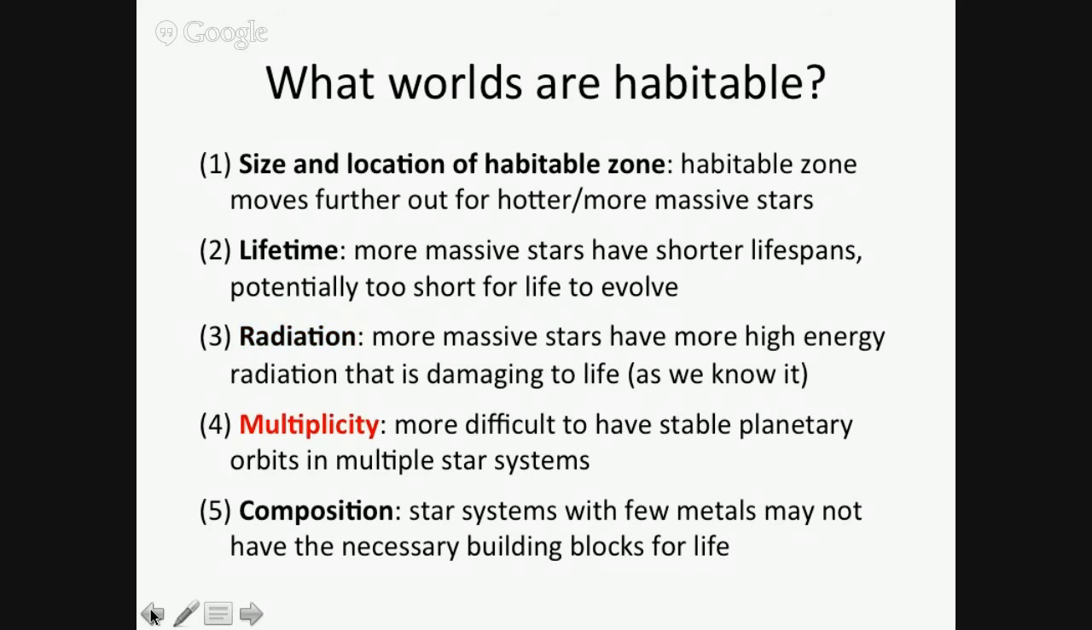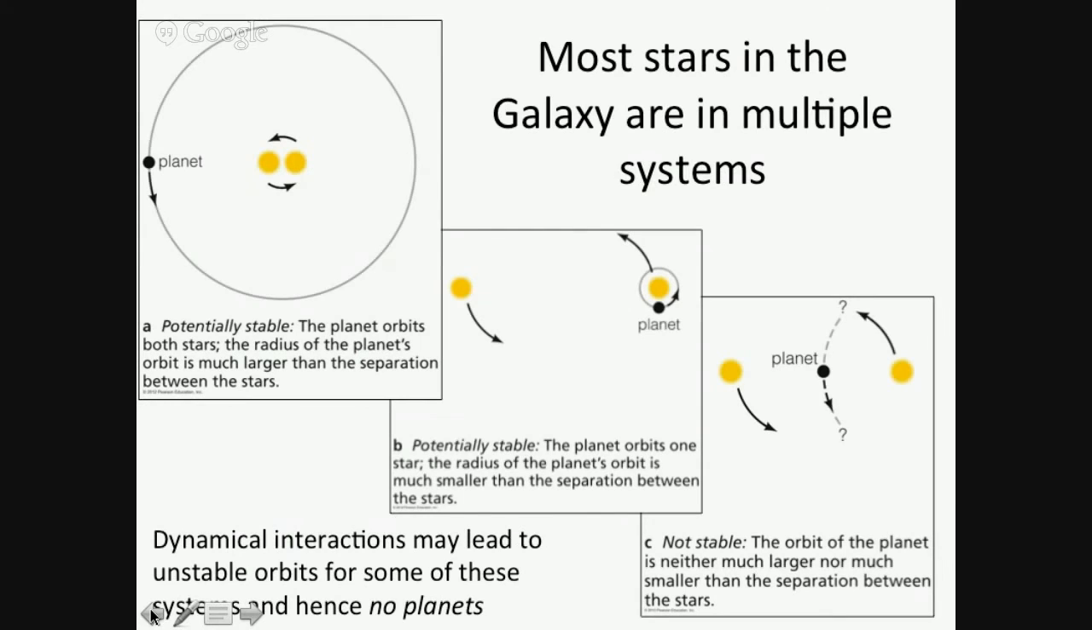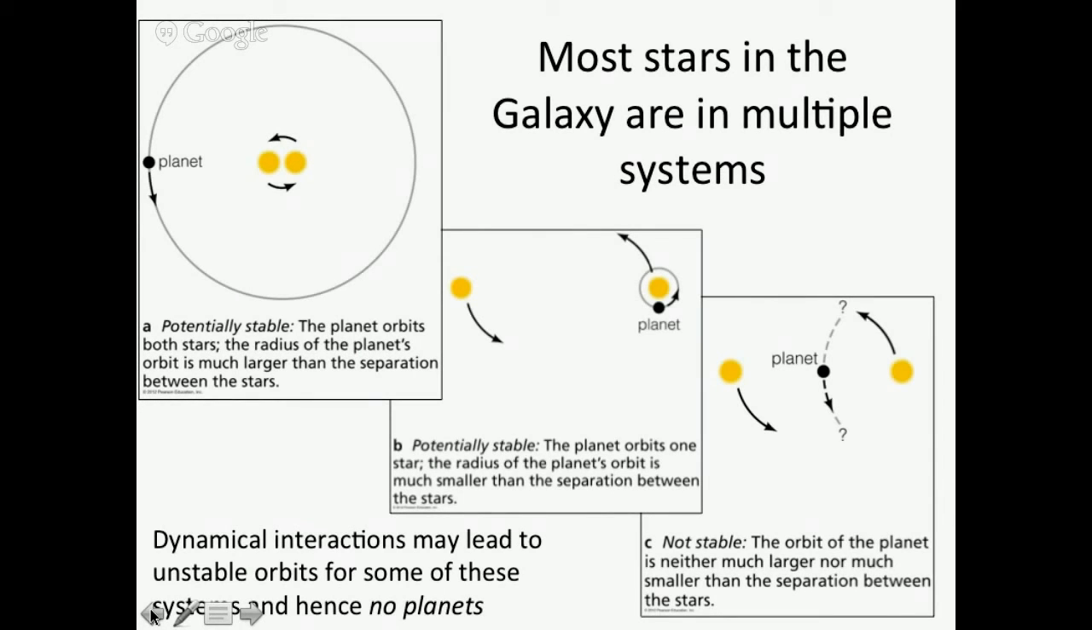Stars are also found in multiples, and it's often difficult to have stable planetary systems when you have multiple stars. We have seen examples, again, very recently, of planets that are orbiting multiple stars. In some cases, they orbit around both stars. This is like a Tatooine-type planet, right? More often, we see a planet orbiting one star, and there's two stars in the system orbiting around each other, right? So that's also a stable system.